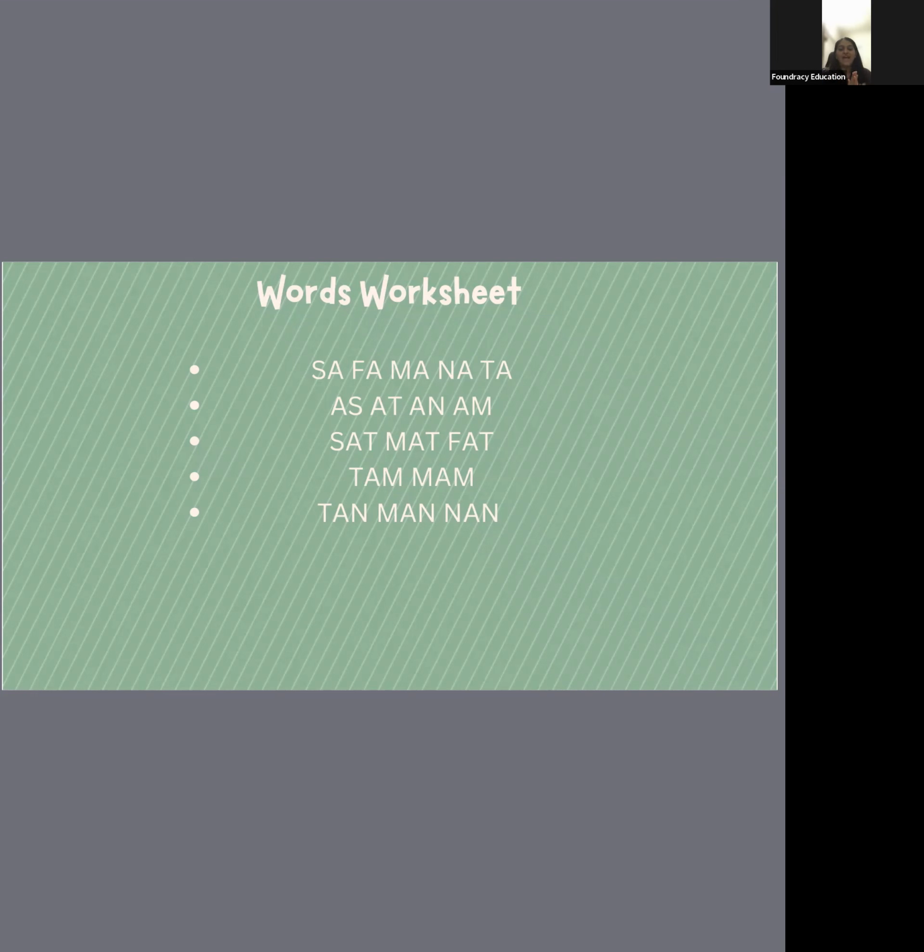Similarly, fa, ma, af. Just add it, fa, and the kid should be putting the chits of F and A. Similarly, ma. So they should be taking out chits of M and A and writing it together, and so on. You should do it the other way also. You can do it for sa, fa, ma, na, ta, and also the other ways: as, at, am, and.